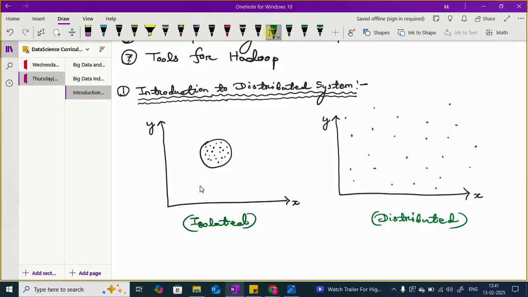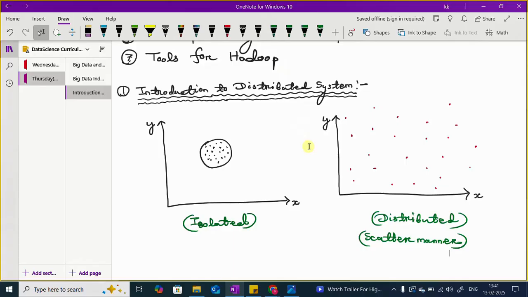So this is present in a confined area, in a particular area. Isolated or particular area. Distributed means just in a scattered manner. I can say scattered. Present in a scattered manner. Okay, in layman terminology, you understand what you mean by distributed.